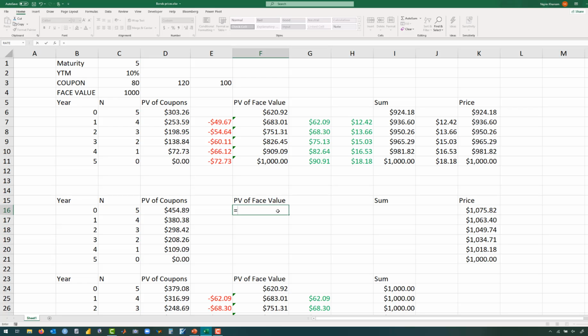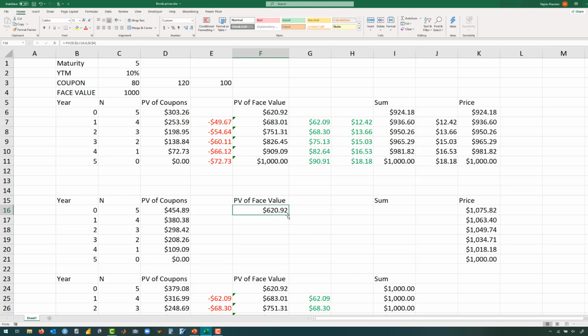The present value of the face value for each of these years is equal to present value, rate, and payment, which we're going to assume is 0 because we're just finding the present value of the face value. All right, and a negative sign, and to drag this down, I'm going to lock our interest rate and our face value.